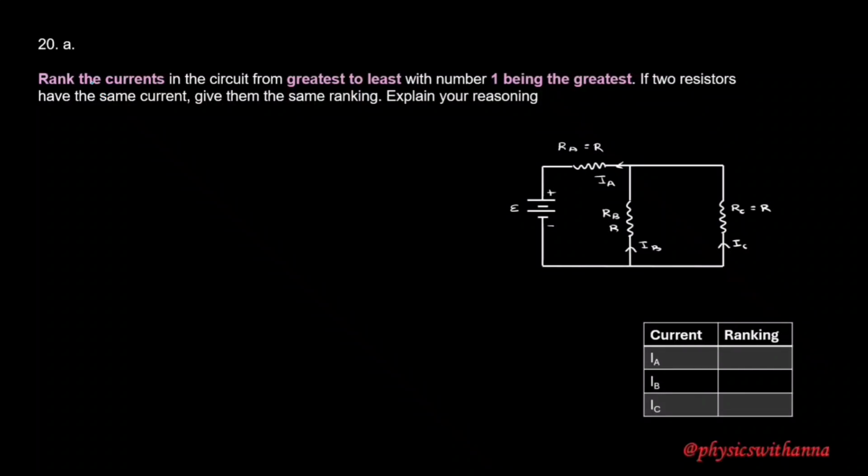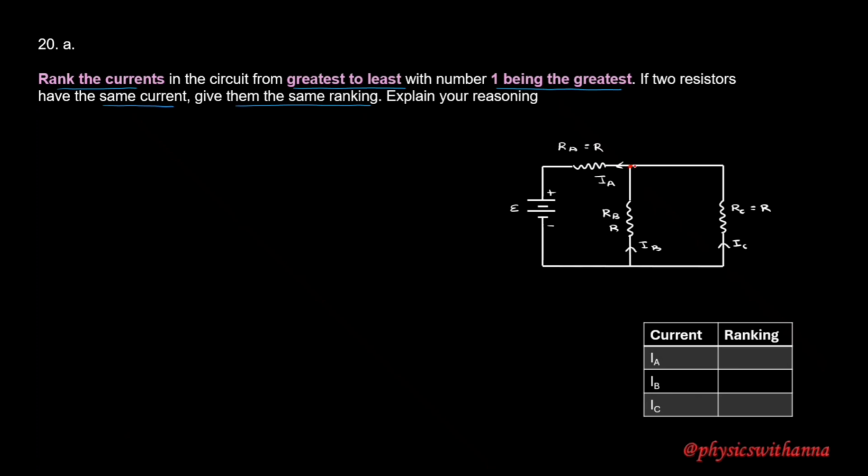Question 20a. Rank the currents in the circuit from greatest to the least, with number 1 being the greatest. If two resistors have the same current, give them the same ranking. Explain your reasoning. So here in the circuit we have three resistors, RA, RB and RC, and all three of them have the same value of resistance R. The current through the circuit is shown in the figure, and we need to rank the value of current for each of them.